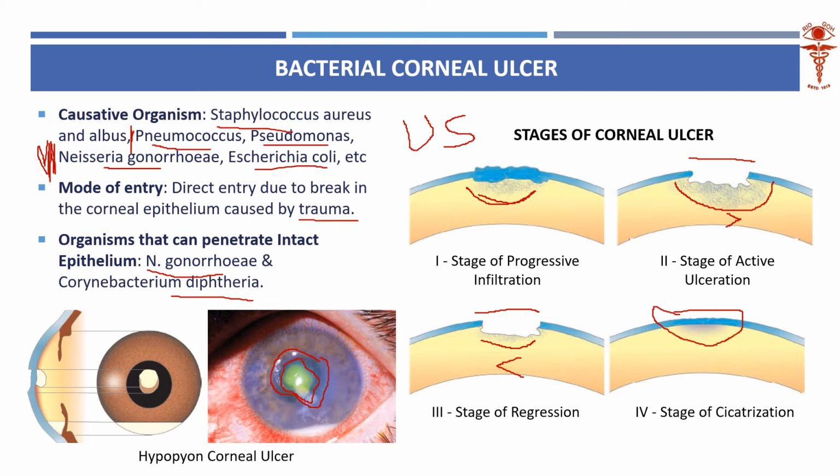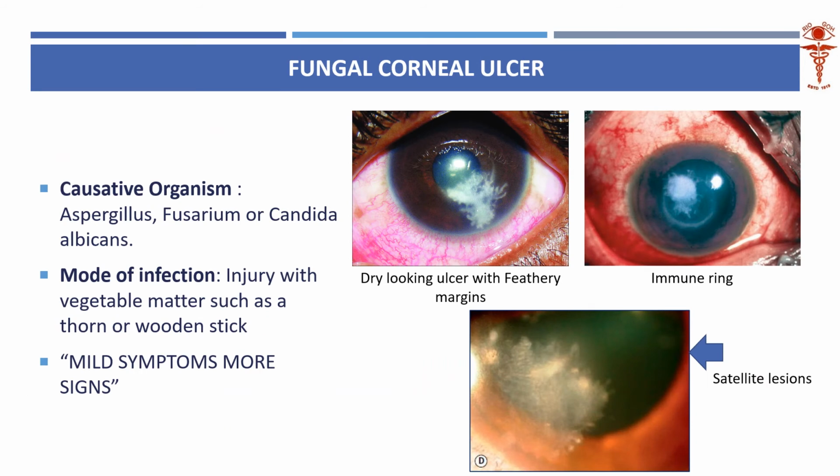And you can see the hypopyon here. All these are present in a bacterial corneal ulcer. What do you do for this? We'll see again how you investigate this and how you treat it. Now you have in your mind what the stages of an ulcer are, how a bacterial ulcer happens, and what the usual infective organisms are.